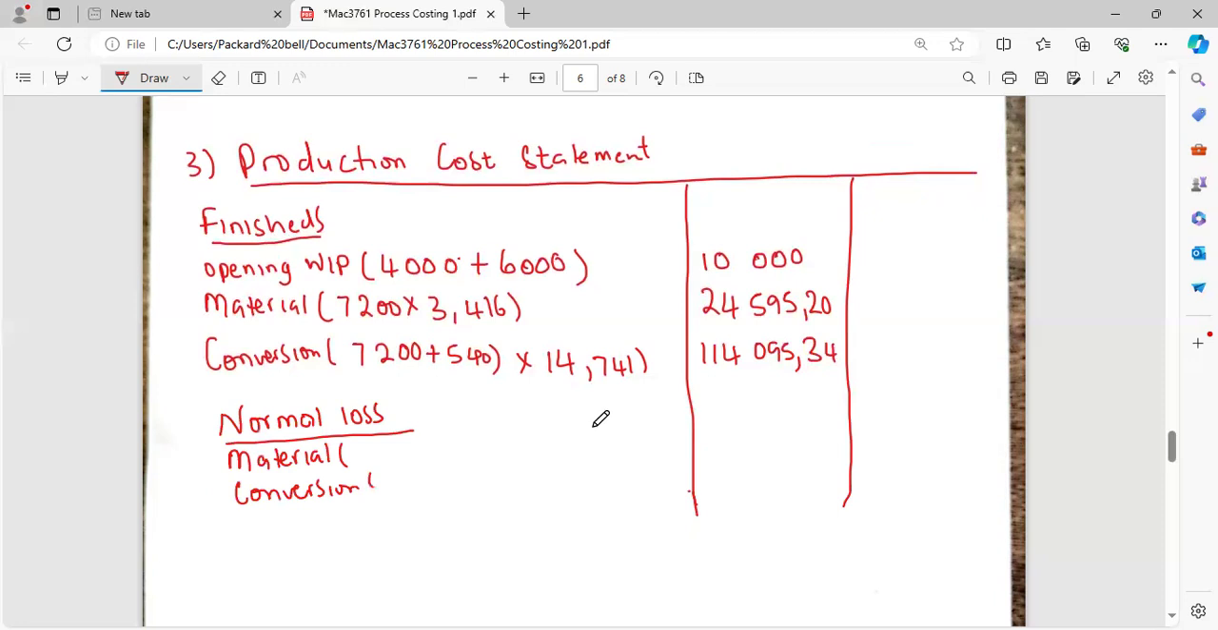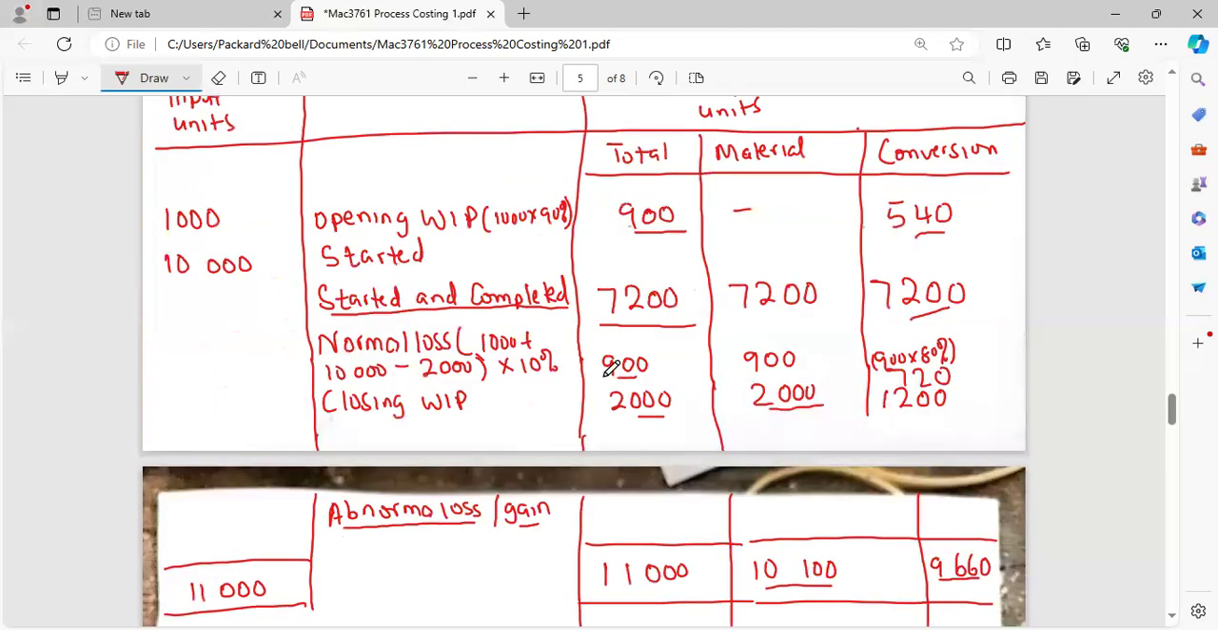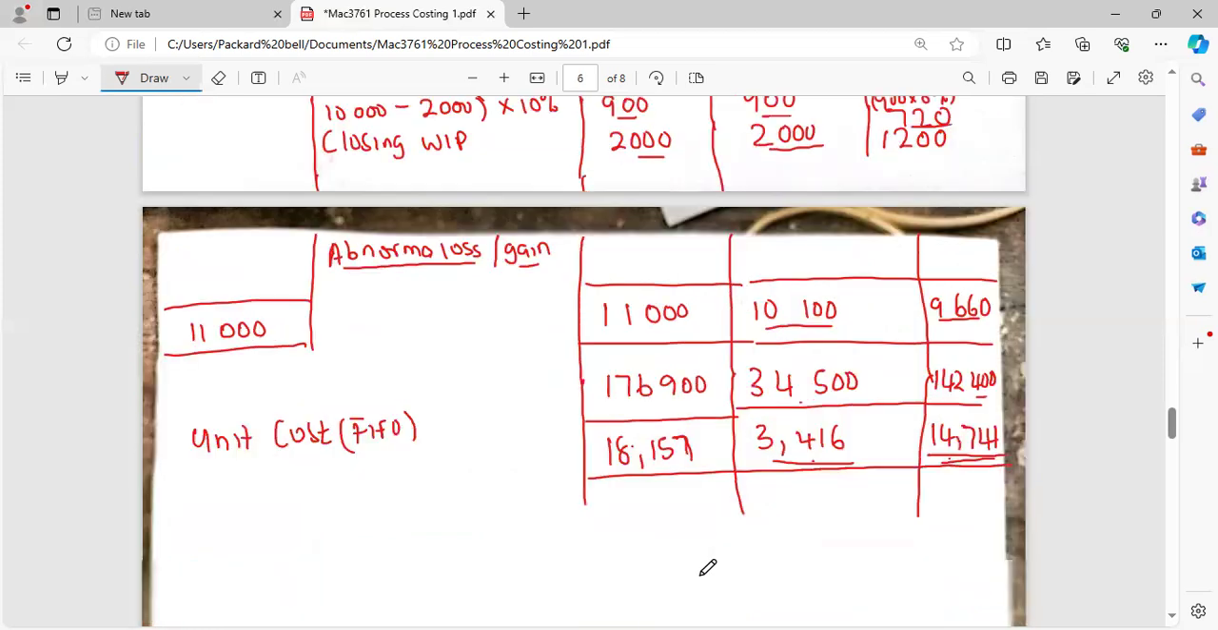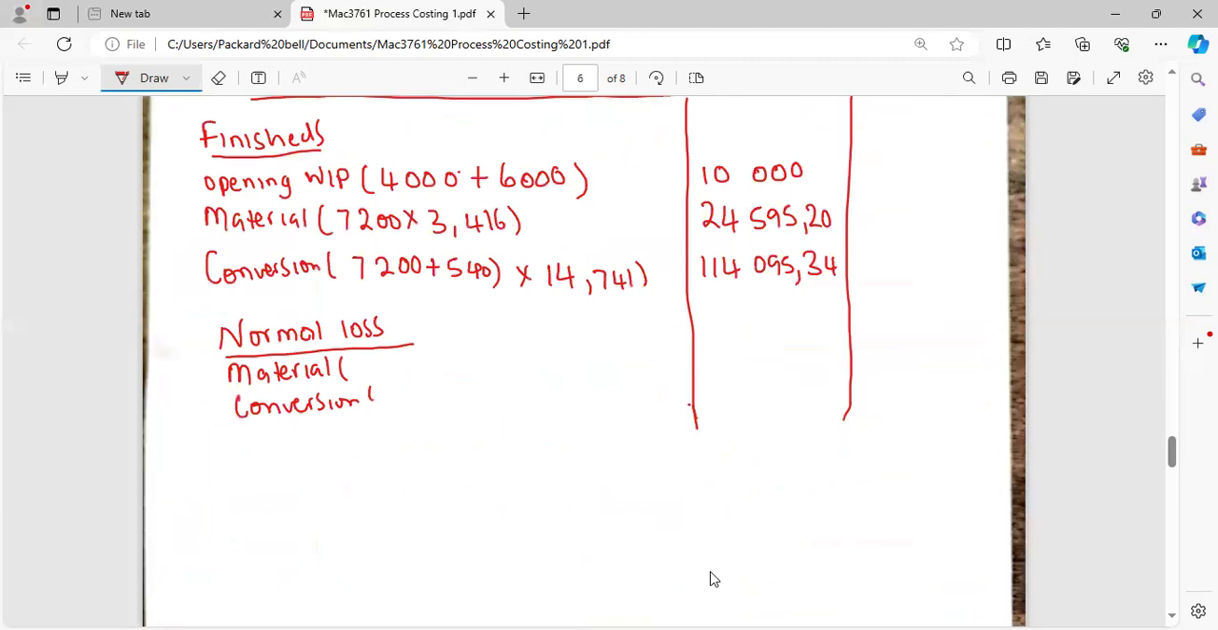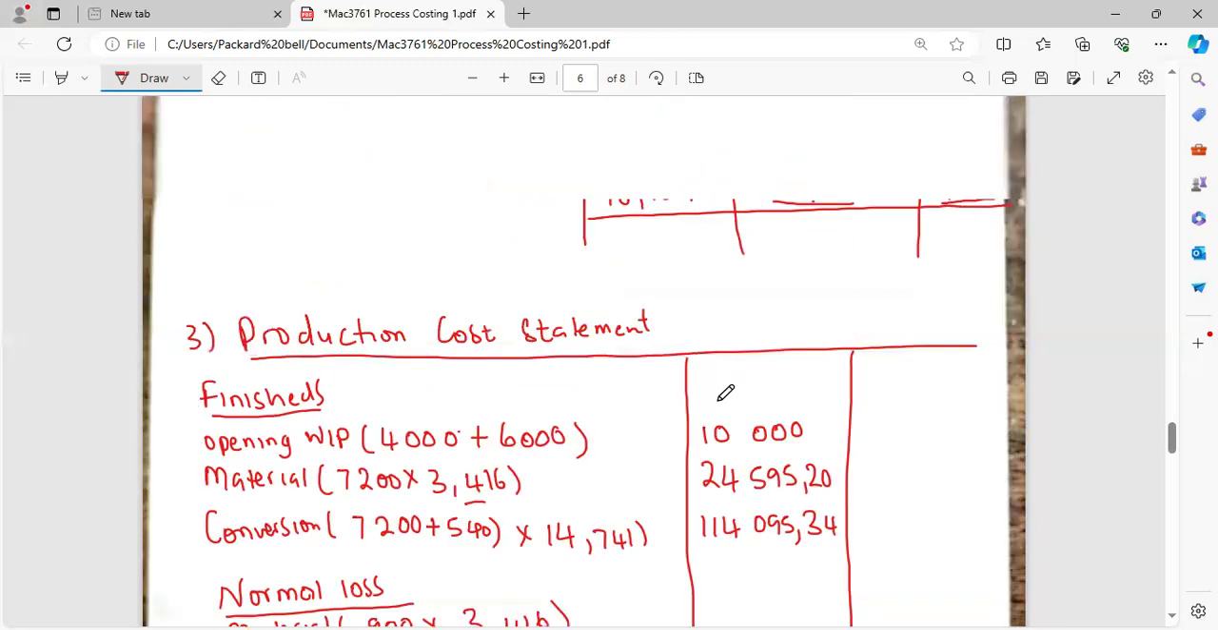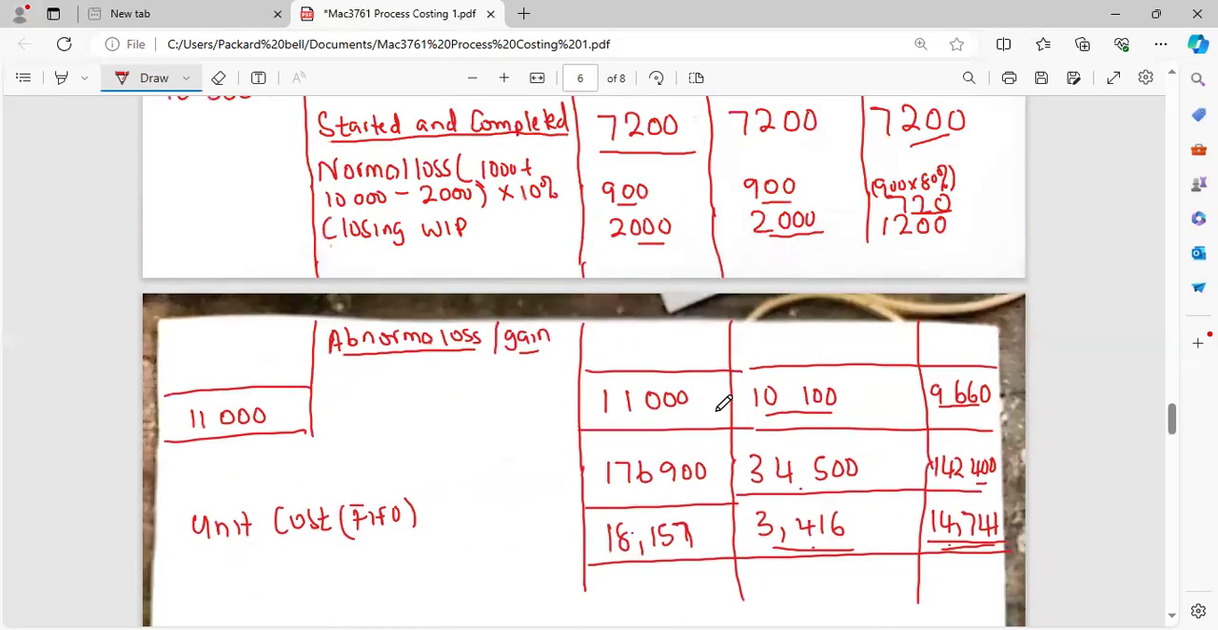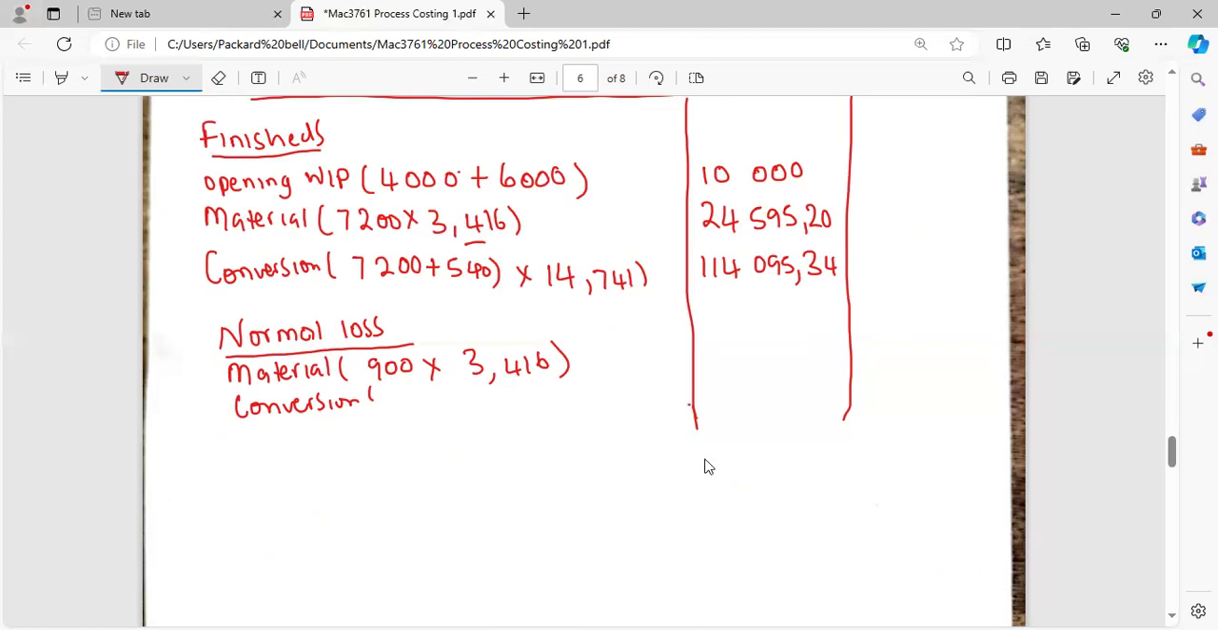What is our normal loss in terms of quantity? Then we multiply by. So the normal loss is this line. So in terms of material it is 900 and conversion is 720. So we take those figures. So in terms of material, our normal loss is 900 times the material price, 3.416. Then in terms of conversion, we say how many units do we have? We have 720. So it's going to be 720 times 14.741. So that is going to be your conversion cost, your normal loss.